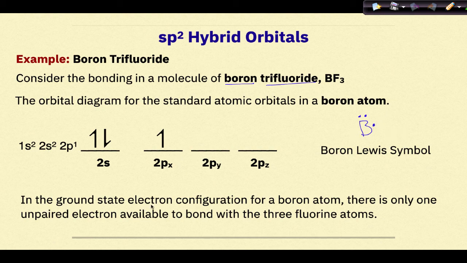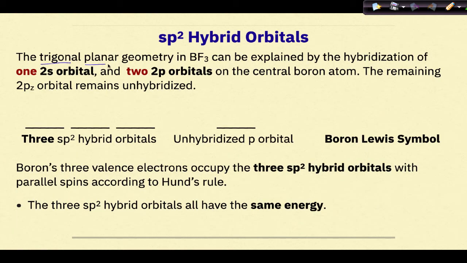In the ground state electron configuration for a boron atom, there is only 1 unpaired electron available to bond with the 3 fluorine atoms, like we see right here. Right now, only 1 bond available, and that's a problem. The trigonal planar geometry in BF3 can be explained by the hybridization of 1 2s orbital and 2 2p orbitals on the central boron atom. The remaining 2pz orbital remains unhybridized.